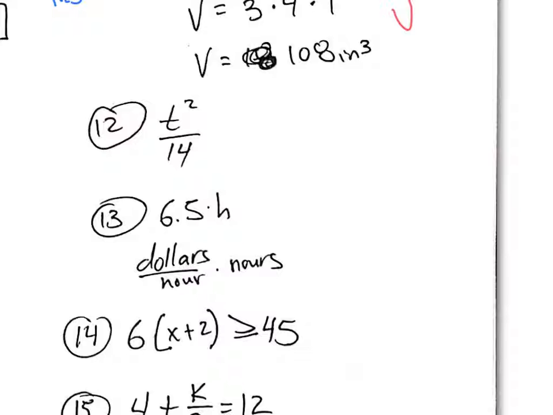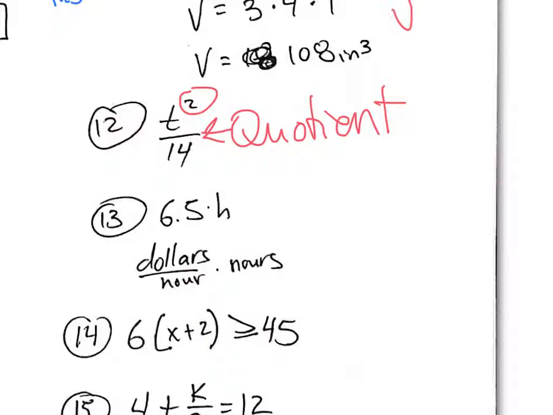12, let's see, I think this is right. Write an algebraic expression or equation or an inequality. So we're going from words into letters and numbers. The key word here, I think, was quotient. Quotient indicating division. And then we had a number squared. So it's t squared over 14.